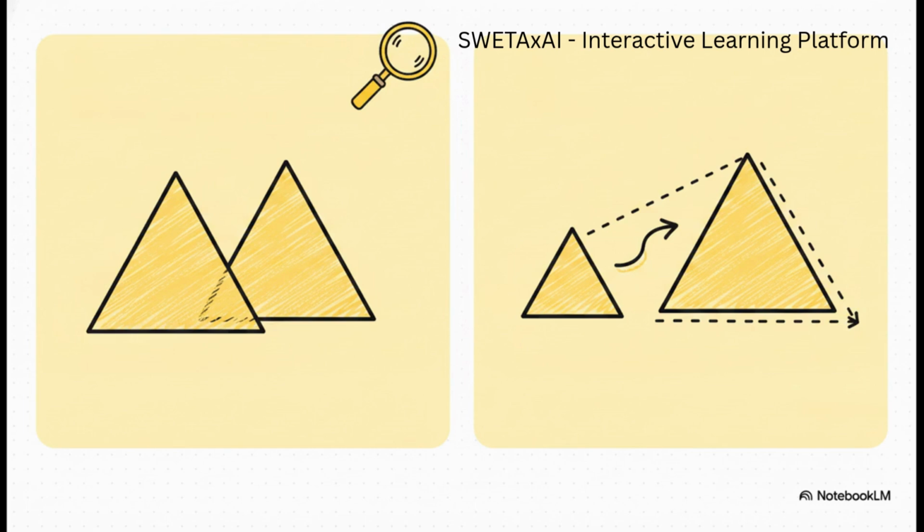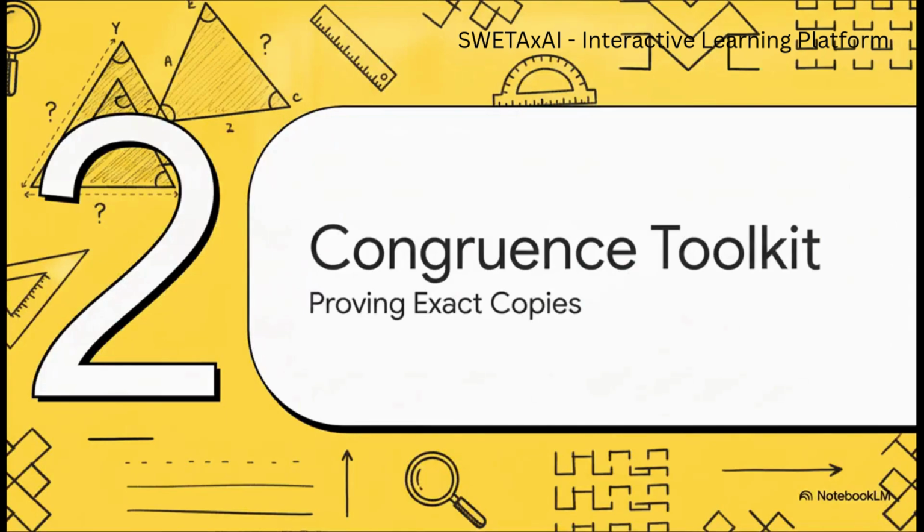But then, on the flip side, we have similarity. Similar triangles are more like siblings. You can absolutely tell they're related, they've got the exact same shape and angles, but they can be completely different sizes. One's basically just a zoomed in or zoomed out version of the other, so their sides are proportional, not perfectly equal. Moving right along to Section 2, the congruence toolkit.